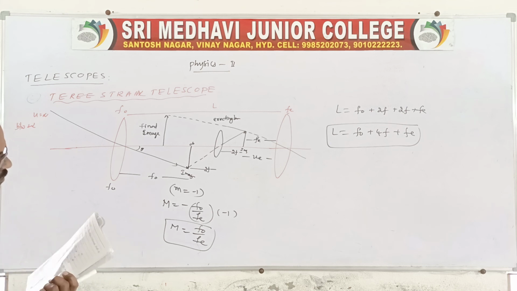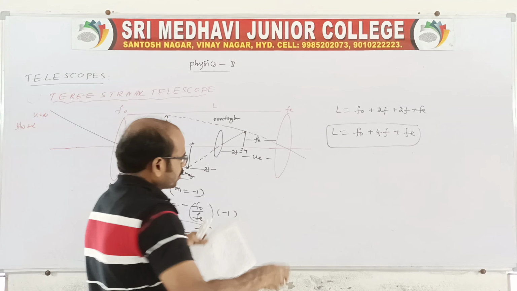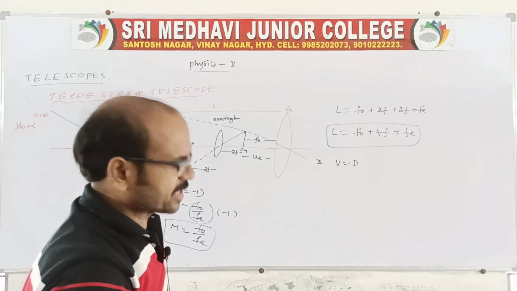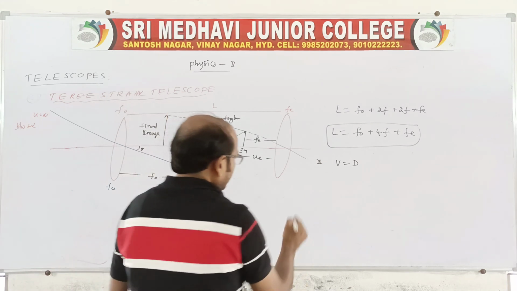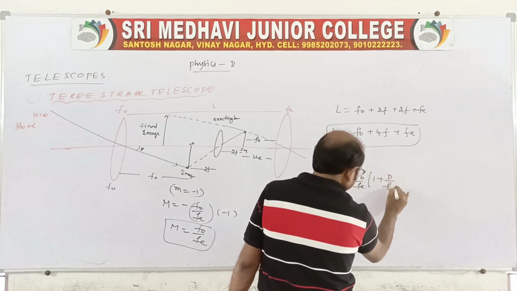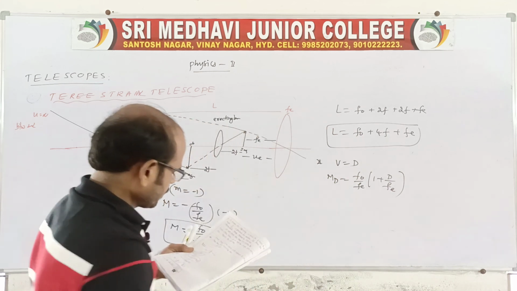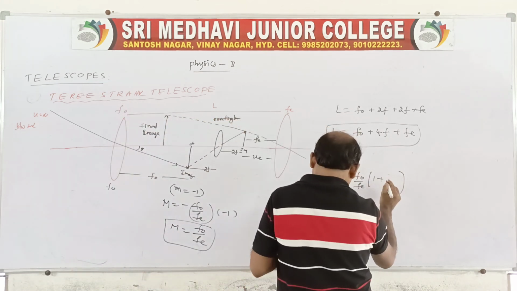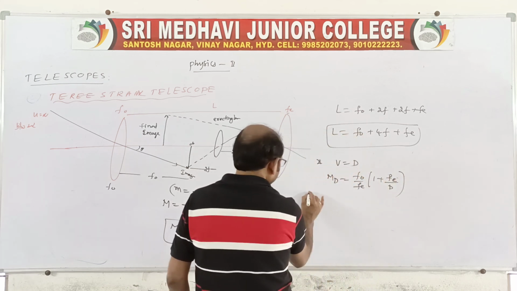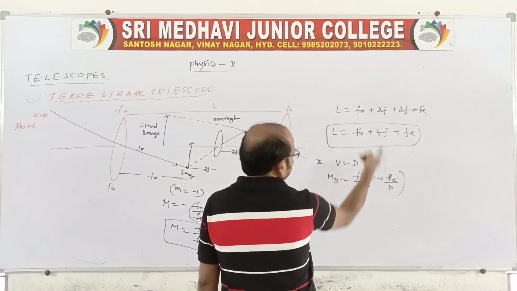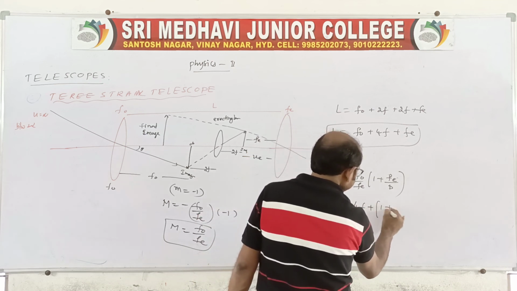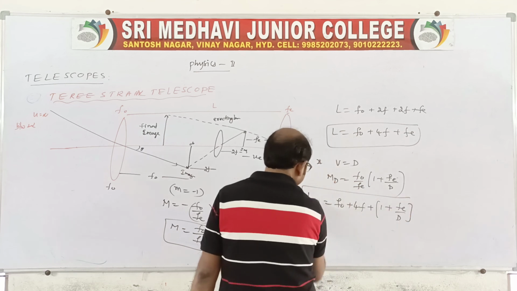And in this case we can also take the case where the image is formed at the near point, that is v is equal to d. Therefore, M is equal to f naught by fe into 1 plus fe by d, as we know from the previous class. And the length at the near point is f naught plus 4f plus fe into 1 plus fe by d. This is from the previous class.